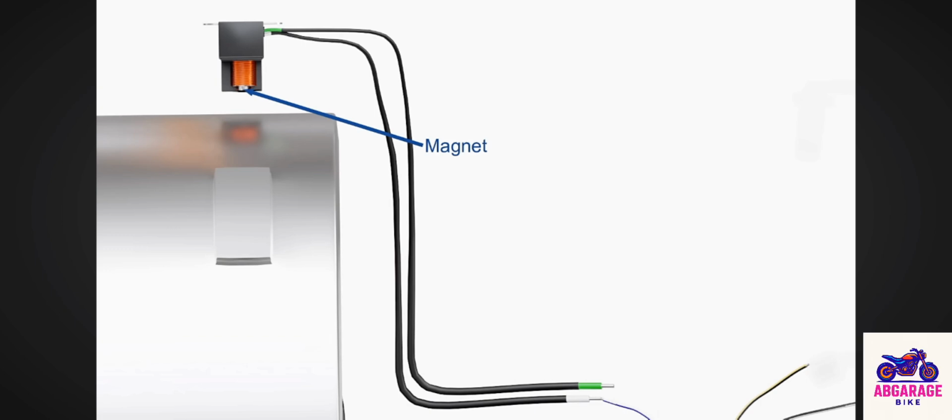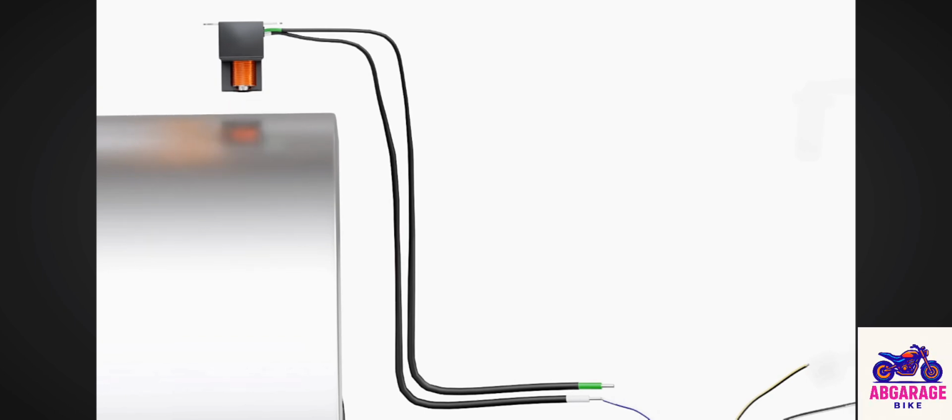The flywheel has a small extrusion on its outer surface. As this extrusion approaches and passes the pickup coil, a small voltage is developed in the coil. This voltage is supplied to the CDI unit, which closes an electronic switch.